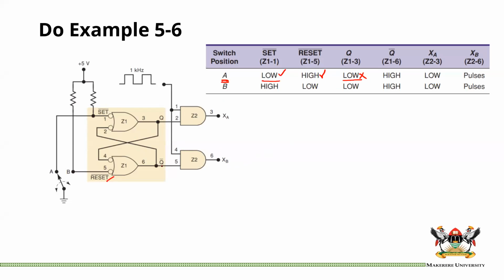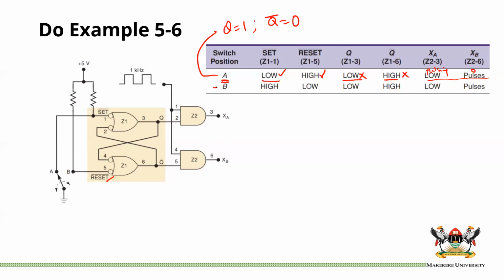Then Q inverse: if Q is 1, we are supposed to have Q inverse equal to 0. But Q inverse is high. That is also a problem. And we know that if this is faulty, then whatever happens on this side is faulty, because now XA should be pulsing and XB should be 0, but they are the opposite.